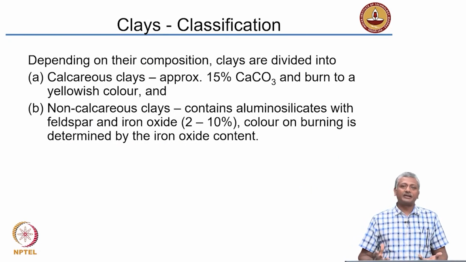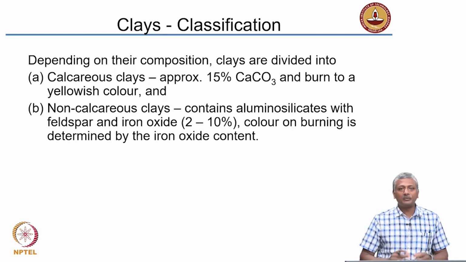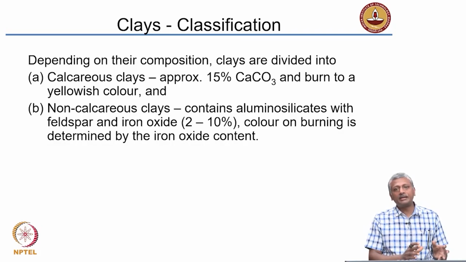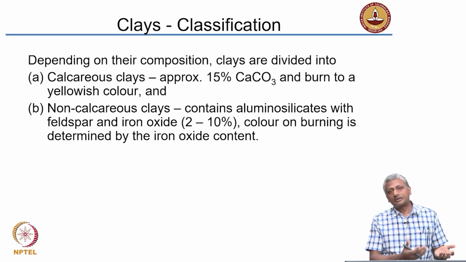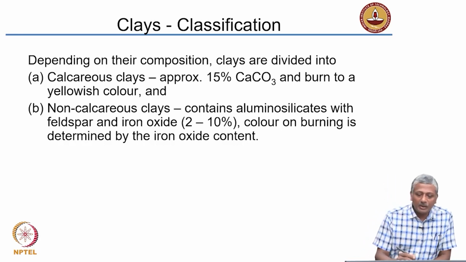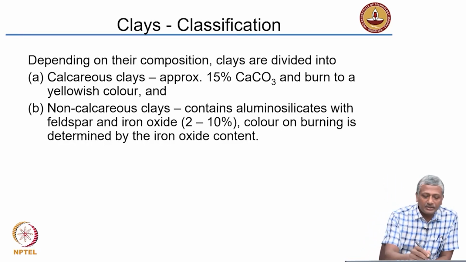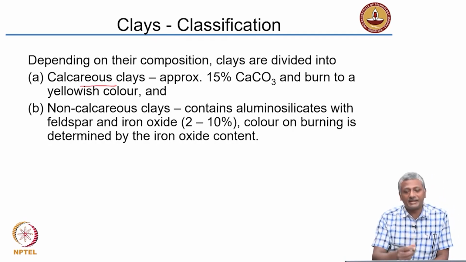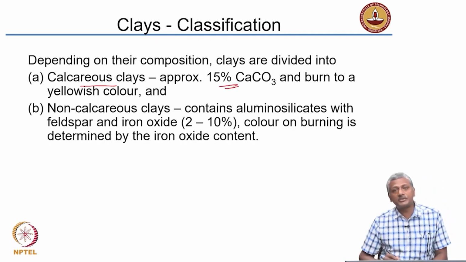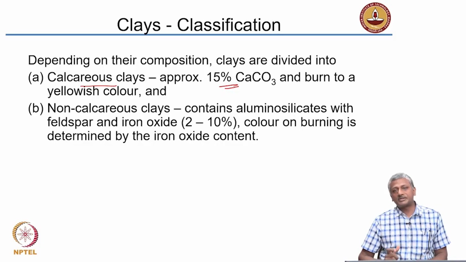So, how do we classify clays which are going into making bricks? Depending upon the color of the brick that we get, we have an idea that the original clay may have had a very high level of calcium or a low level of calcium. So, depending upon the composition, the clays are divided into calcareous clays, that means the ones that have calcium, typically about 15% calcium carbonate. And when you burn these bricks in the kiln, when you fire them at a high temperature, they will impart a yellowish sort of color.